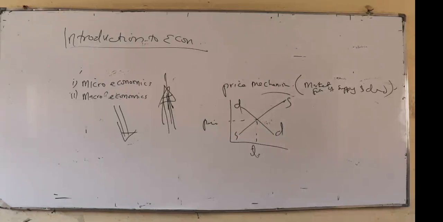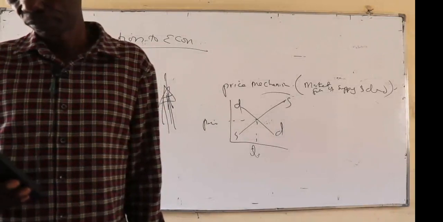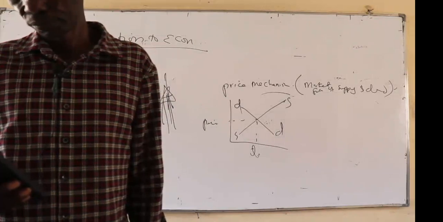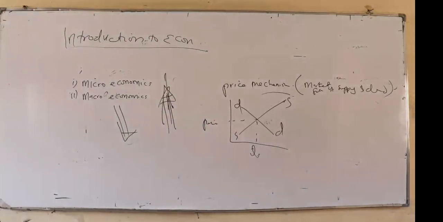Number three, self-interest. Full stop. Say, the motive of economic activity in this system is self-interest.